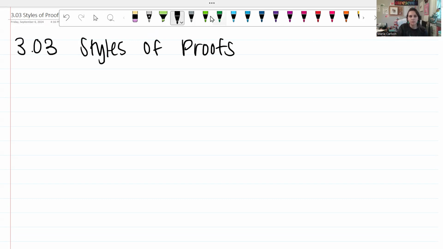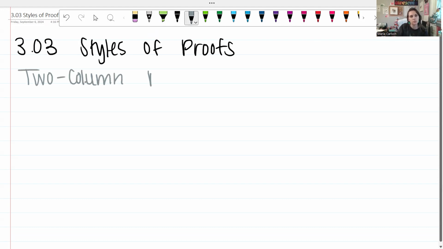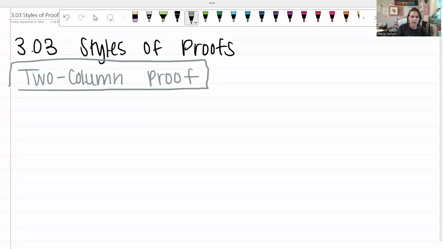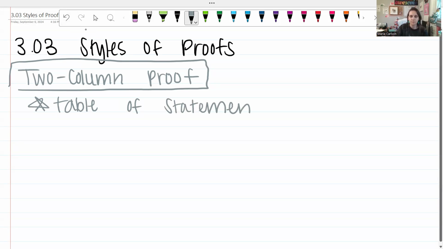So first, I want to talk about what is a two-column proof. And this honestly is kind of like our most basic proof. And it is a table of statements with supporting reasons.